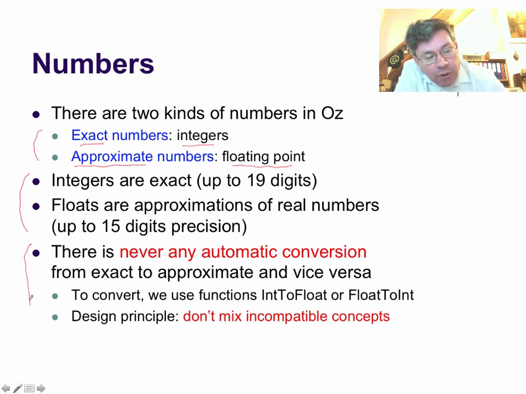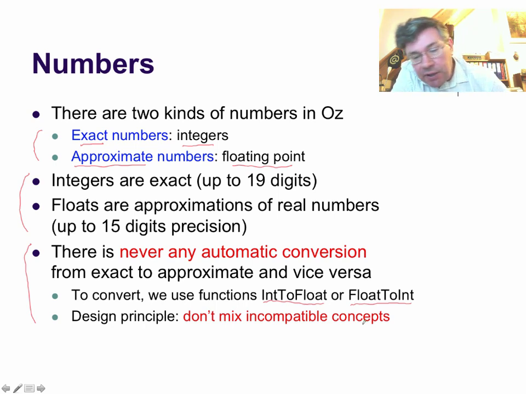One important point is that there is never any automatic conversion. So the exact and the approximate worlds are kept separate deliberately. And if you want to go from one to the other, you have to call functions that make the transition. IntToFloat takes an integer and returns a float of the same value, and FloatToInt takes a float and returns an integer that approximates the floating point number that you give it.